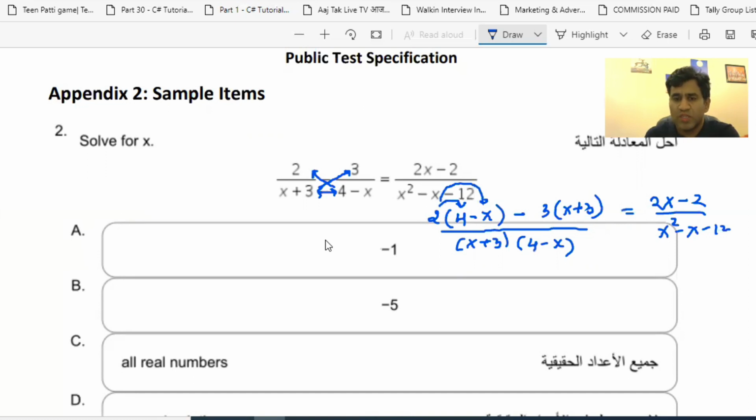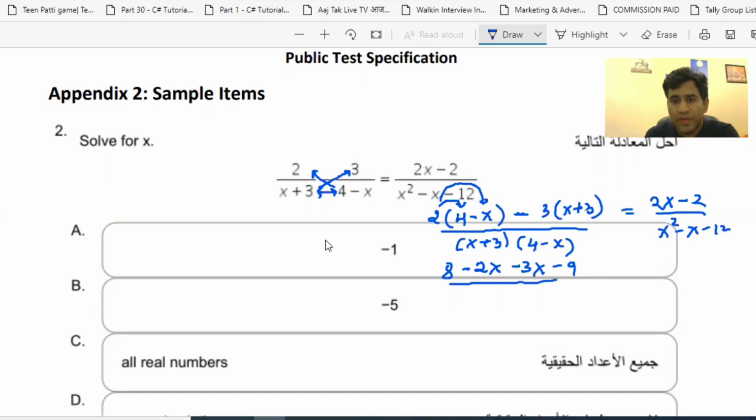Just use the distributive. So that 2 times 4, it's going to be 8, minus sign, 2 times x is going to be minus 2x. Let's simplify this one. Negative sign is here. So negative 3 times x is going to be negative 3x. Negative 3 times positive 3, it's going to be negative 9.